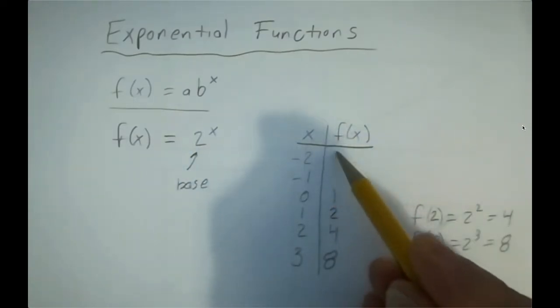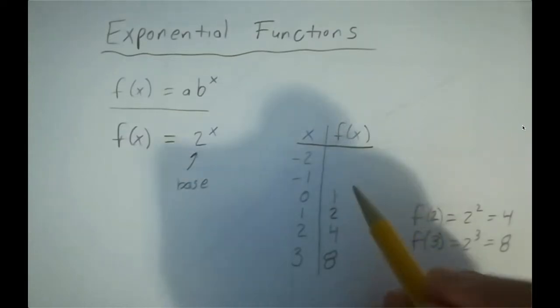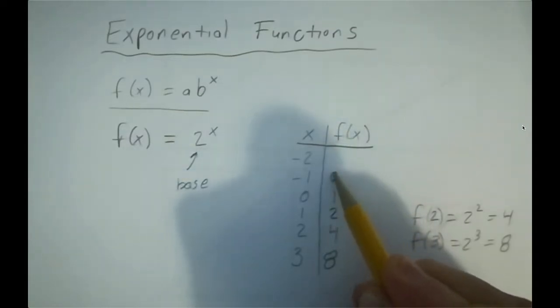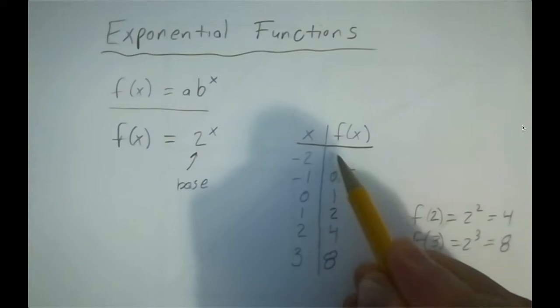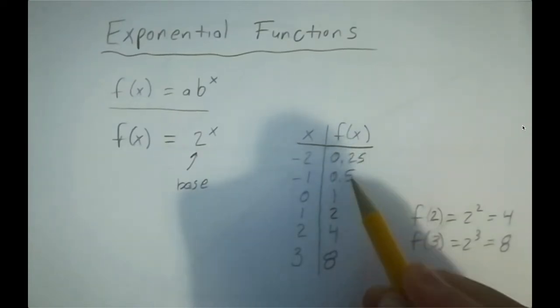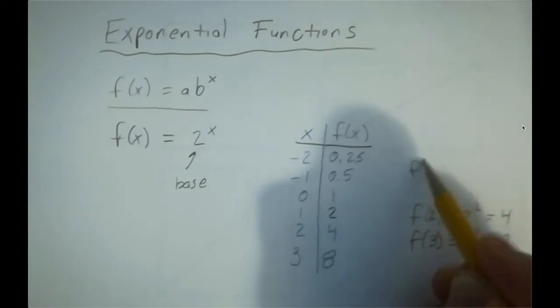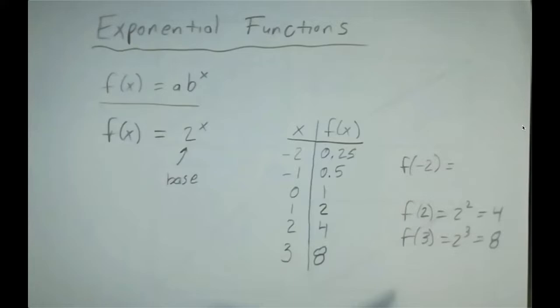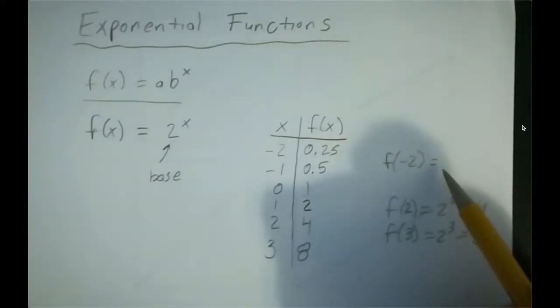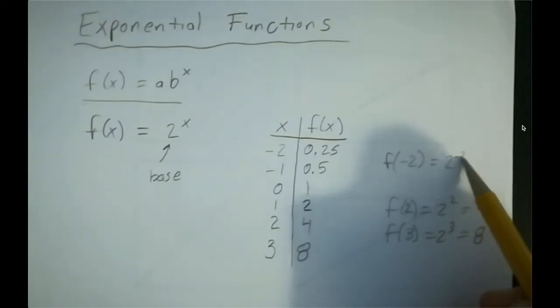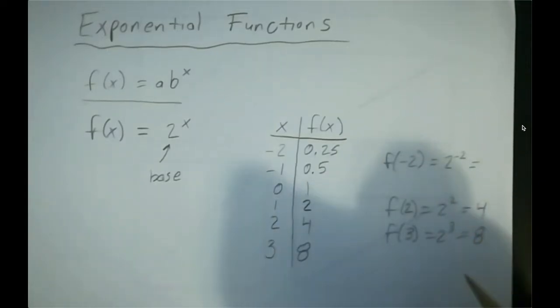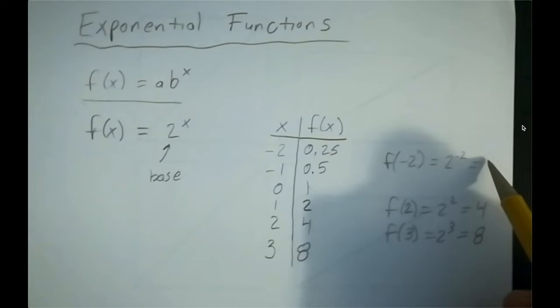Well, in order to continue that pattern backwards, you could think of this as dividing by the base. So this is actually going to be 0.5, and then this is 0.25, or 1/2 and 1/4. And seeing it more like this, let me just do this one as an example: if I put in f of -2, we get 2 to the -2, which is 1/4, or 0.25.